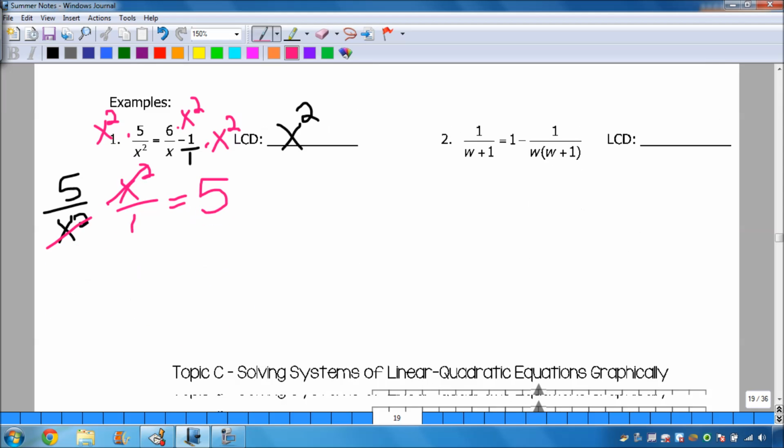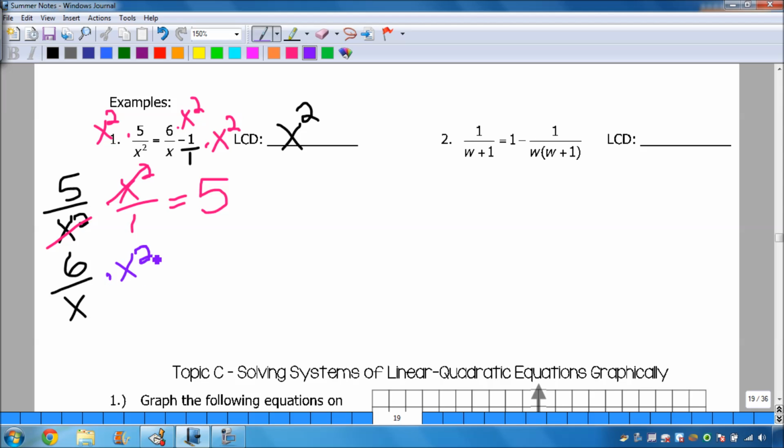Now let's do the second term the same way. The second term was 6 over x, right? In your equation, you had 6 over x. I'm going to multiply by the common denominator, which is x squared over 1. Now, this x and this x will cancel each other out. I have 1x left over, so this is 6x, okay? And then the last term that you have is negative 1. I'm going to multiply that by x squared, which is easy. I get negative x squared, okay?